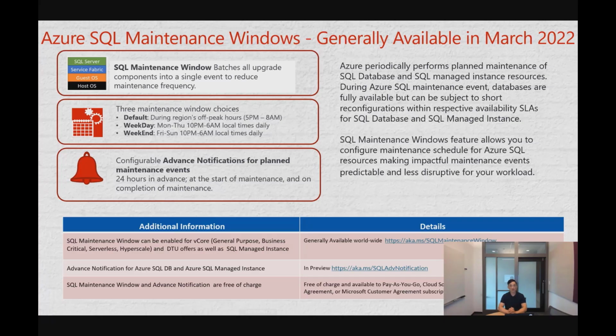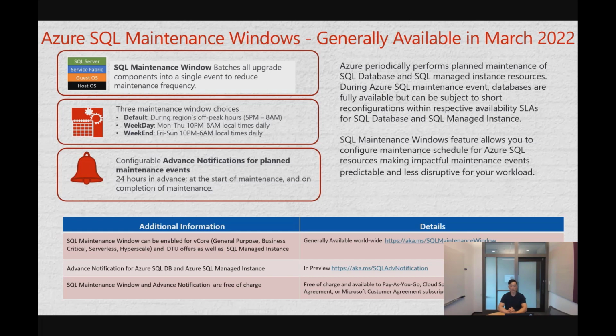Hi, my name is Scott Kim from Microsoft, and I'll be walking you through the SQL maintenance window feature set today. To share a bit of background about the maintenance process, SQL periodically performs planned maintenance of SQL database and SQL managed instance resources. Now, these maintenance events do not happen frequently, but typically once every 35 days or so. Underneath, SQL batches all required maintenance into a single maintenance event to reduce customer impact.